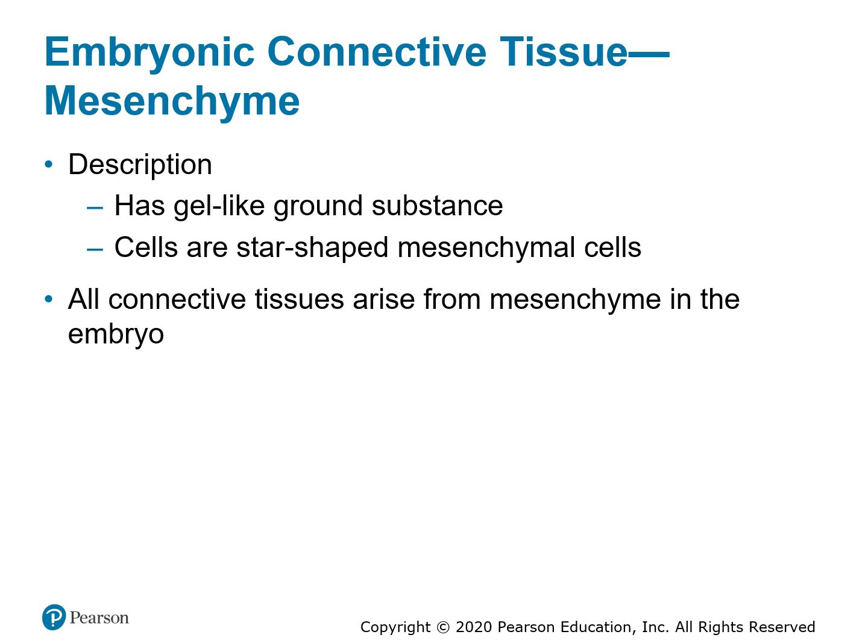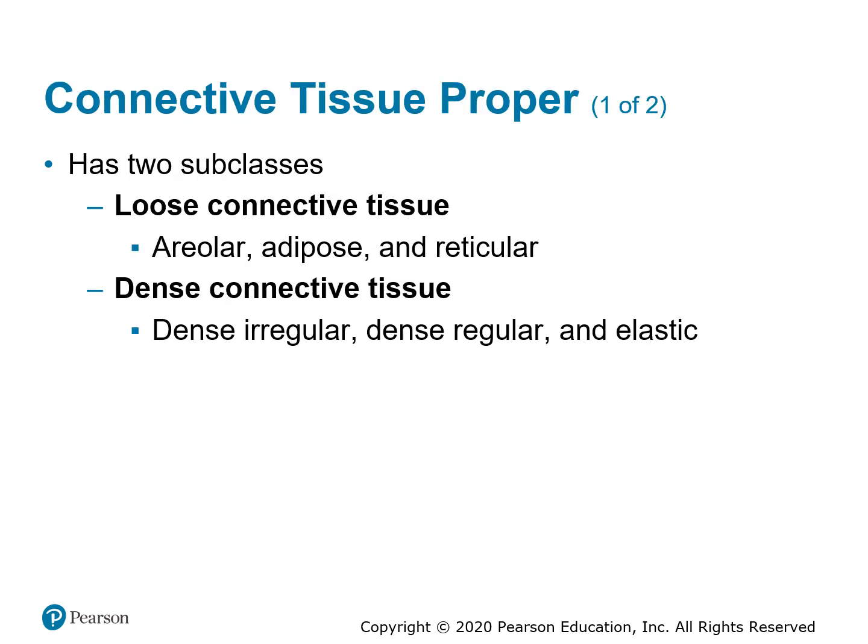Like we said, the embryonic connective tissue is made from the mesenchyme. It has that jelly-like ground substance, and all of its cells are mesenchymal cells. Nothing too deep about that. Okay? So, connective tissue can be broken into different groups. So let's break that down.